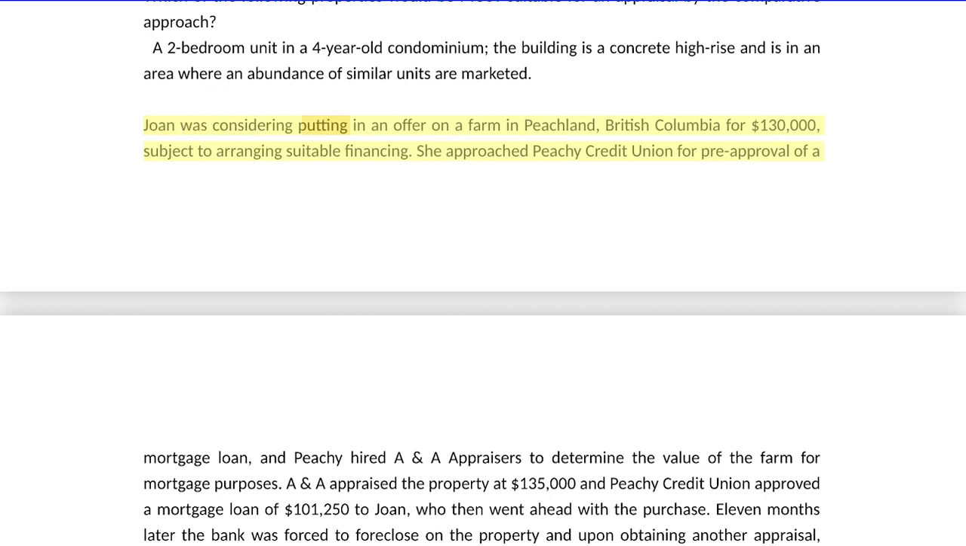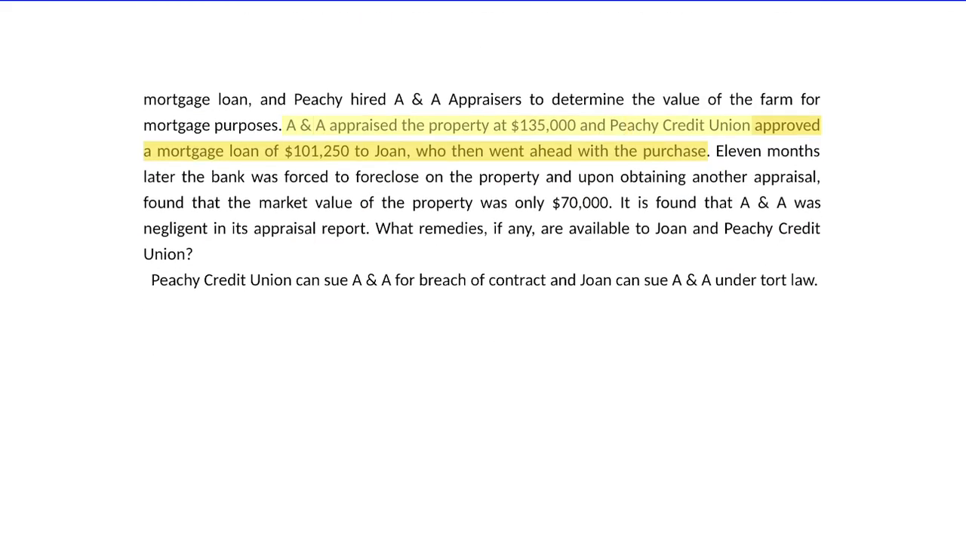Joan was considering putting in an offer on a farm in Peachland, British Columbia for $130,000, subject to arranging suitable financing. She approached Peachy Credit Union for pre-approval of a mortgage loan, and Peachy hired A&A appraisers to determine the value of the farm for mortgage purposes. A&A appraised the property at $135,000, and Peachy Credit Union approved a mortgage loan of $101,250 to Joan, who then went ahead with the purchase.